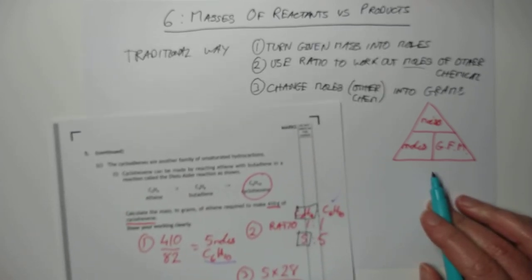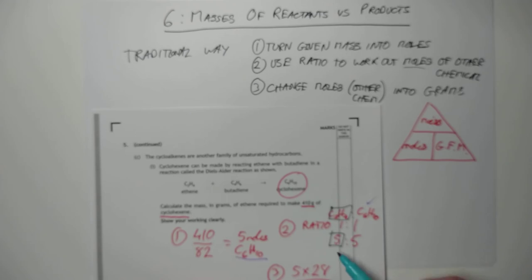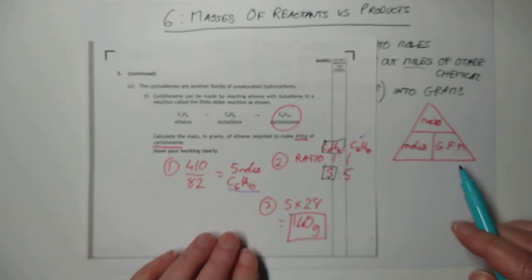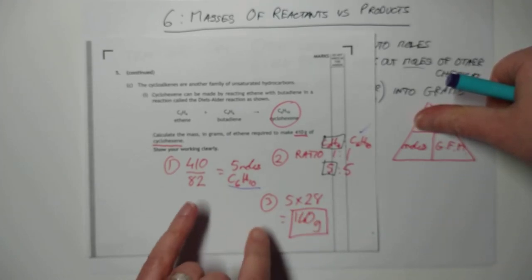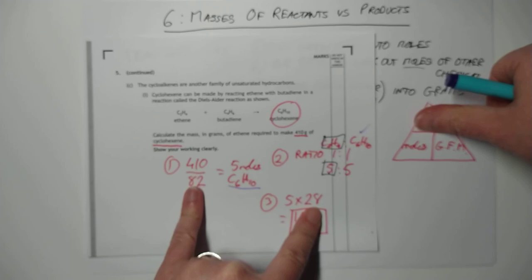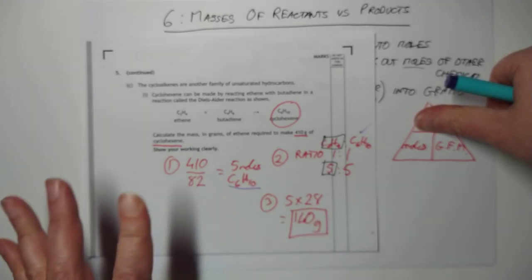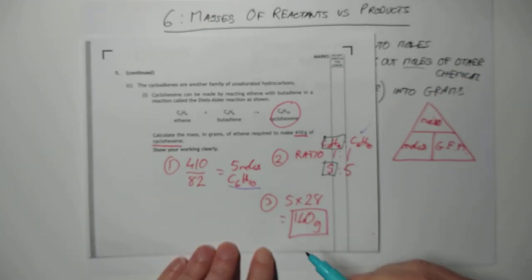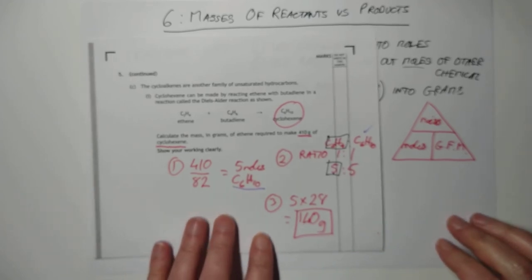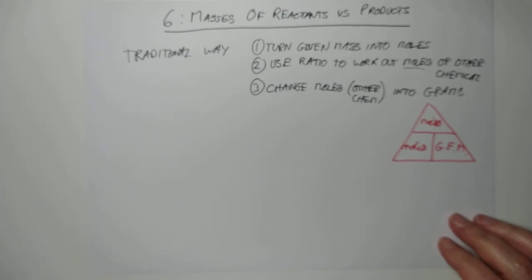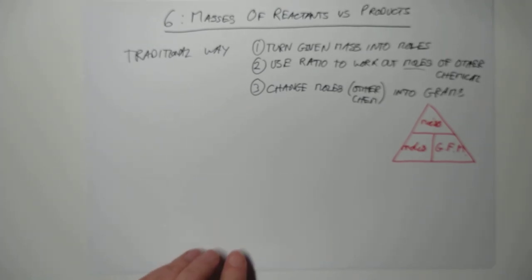And lastly, once you've got the moles of the other chemical, change that moles back into grams using the same triangle here. So in this case, we had moles times the GFM. Please make sure you use the correct GFMs. That's just a tripwire for this way. It's easy to get lost in this one. And you end up with 140 grams. That, unlike I initially said, is the true final calculation for type 6, guys.